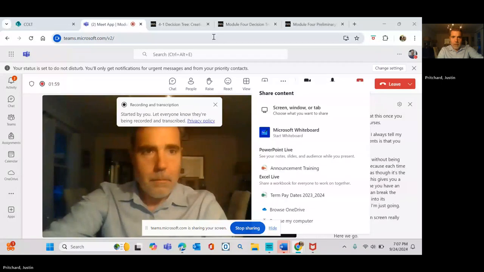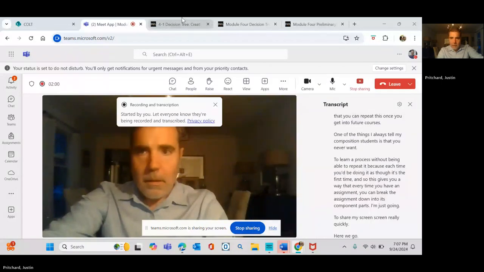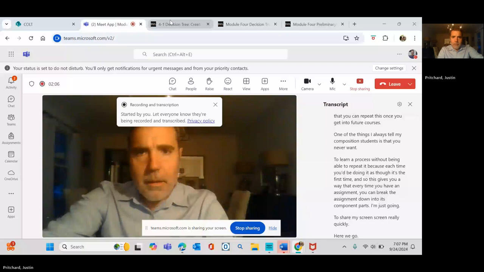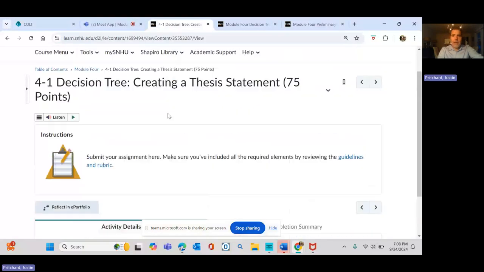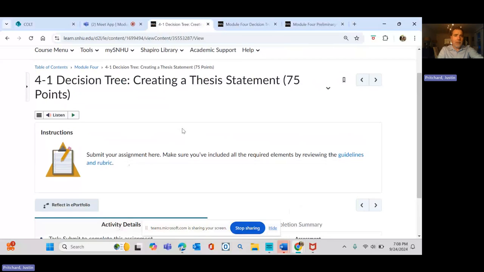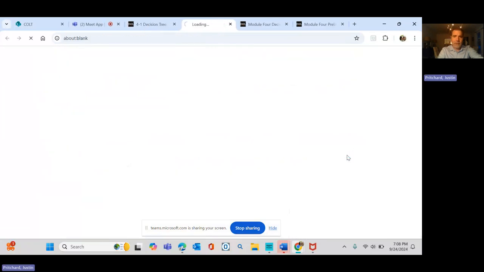Here we go. So this is creating a thesis statement. This is the decision tree. The decision tree is the most basic part. So if I go into reviewing the guidelines, I'm going to pull up an exemplar here. Let me go into the guidelines first.